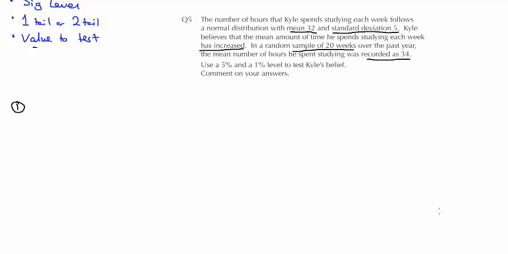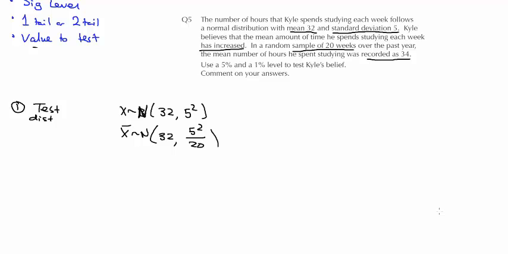So let's start. What do we do first? We're going to write our test distribution. And by the way, this is going to be the same on the binomial and all of that. It's nice to write it there, especially when they don't give it to you. So we're dealing with 32 and 5 squared, but the sample mean distribution, the one we care about, is actually this one here. Ding, well done, you got 1 mark.